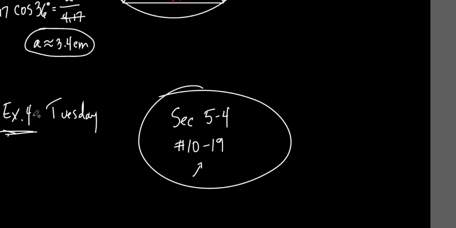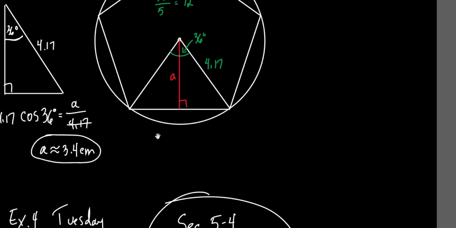Example 4? The one before this? Yeah. You just solve for A. That's all they wanted you to solve for, that red line right there. That's all they wanted you to find.